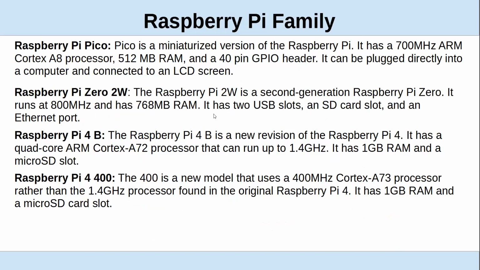Some of the hats that you can get. Excuse me, we're not to the hat yet. The variations: they came out with a Pico, which is the smallest one, which is even smaller than the Zero I showed you. It has less power, but for some simple things, it's more than enough. The Zero has enough processing power to do a hotspot for digital voice with D-Star, DMR, or Fusion. The latest version of the Zero, which I'm trying to get, is the 2W, which means it's wireless.